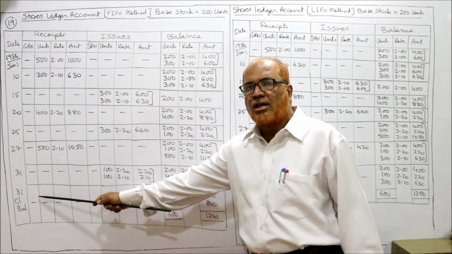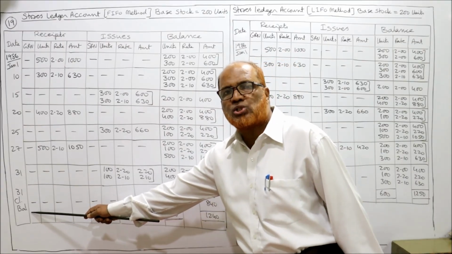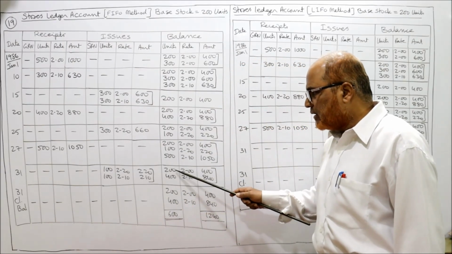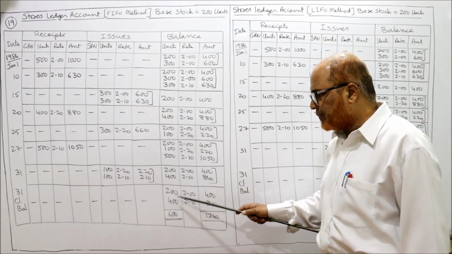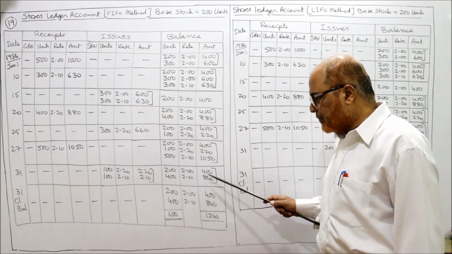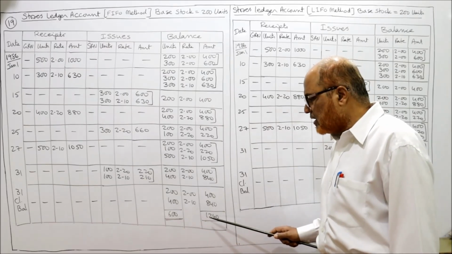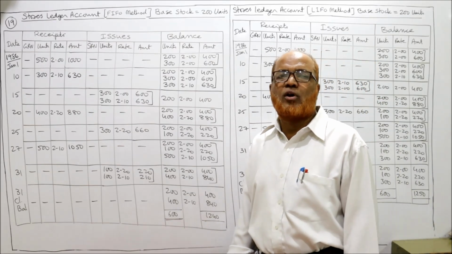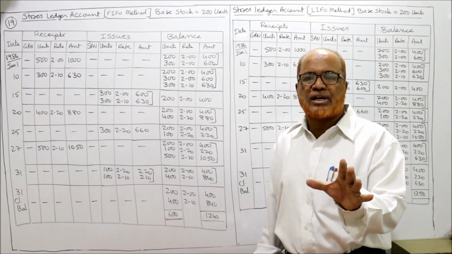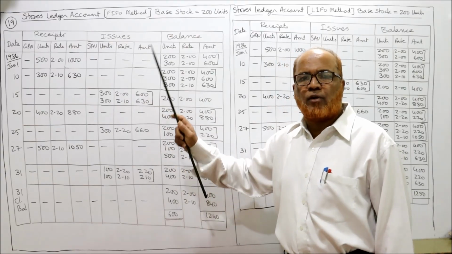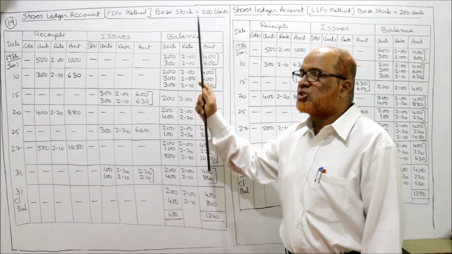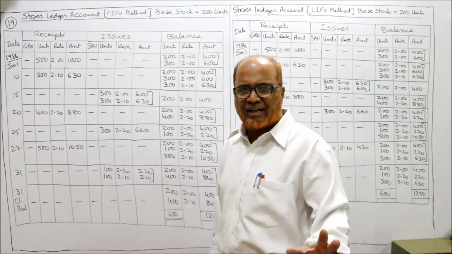Now we'll take the balance. 31st January closing balance. In the balance column, this 200 and 400 are the same, at 2 rupees and 2 rupees 10 paisa. 400, 840. So total 600 units. The value is 1240. This is the stores ledger account according to the FIFO method in conjunction with the base stock of 200 units. That is the new unit.